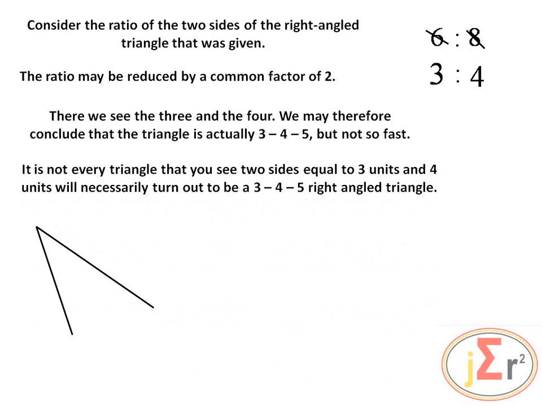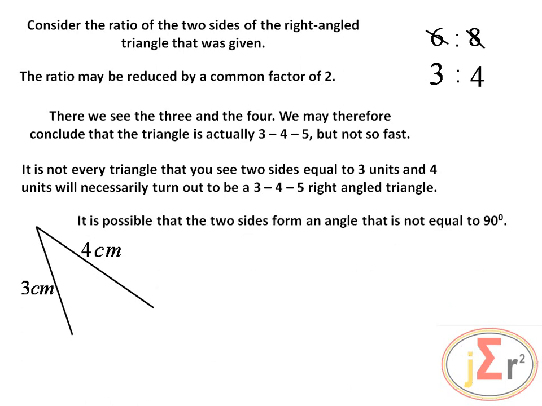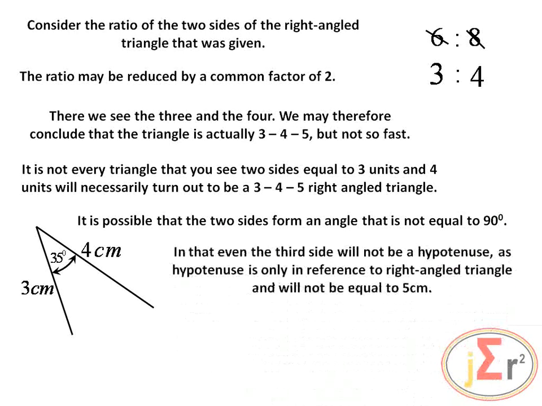It is not every triangle in which you see two sides equal to 3 units and 4 units, or two sides in that ratio, that will necessarily turn out to be a 3, 4, 5 right-angled triangle. Let's say we have a triangle like that. It is possible that the two sides form an angle that is not equal to 90 degrees, say 35 degrees. Then you will not have a right-angled triangle. In that event, the third side will not be a hypotenuse. A hypotenuse is only in reference to right-angled triangles, and it will not be equal to 5 centimeters.